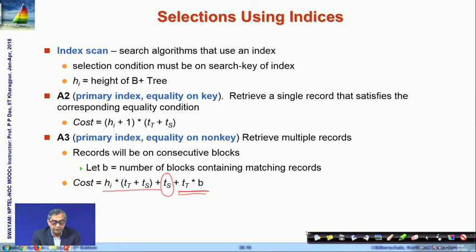This is the kind of cost that we will need to go through. Naturally, you can see that in these cases all these cost expressions are better than what we were getting in terms of doing a linear search.